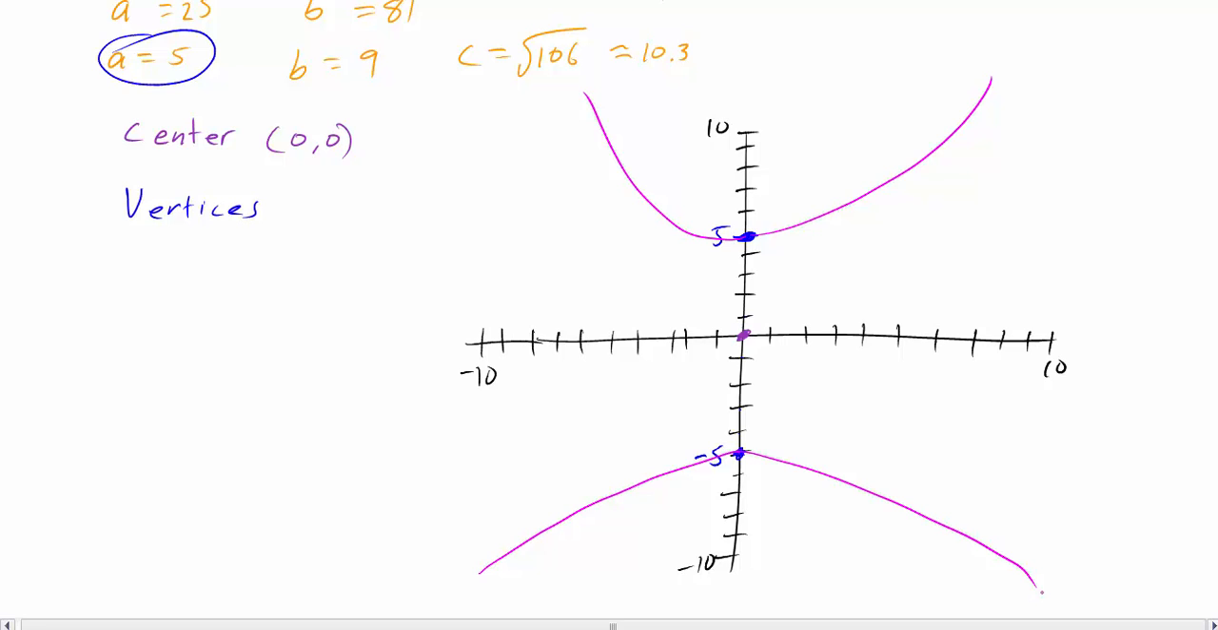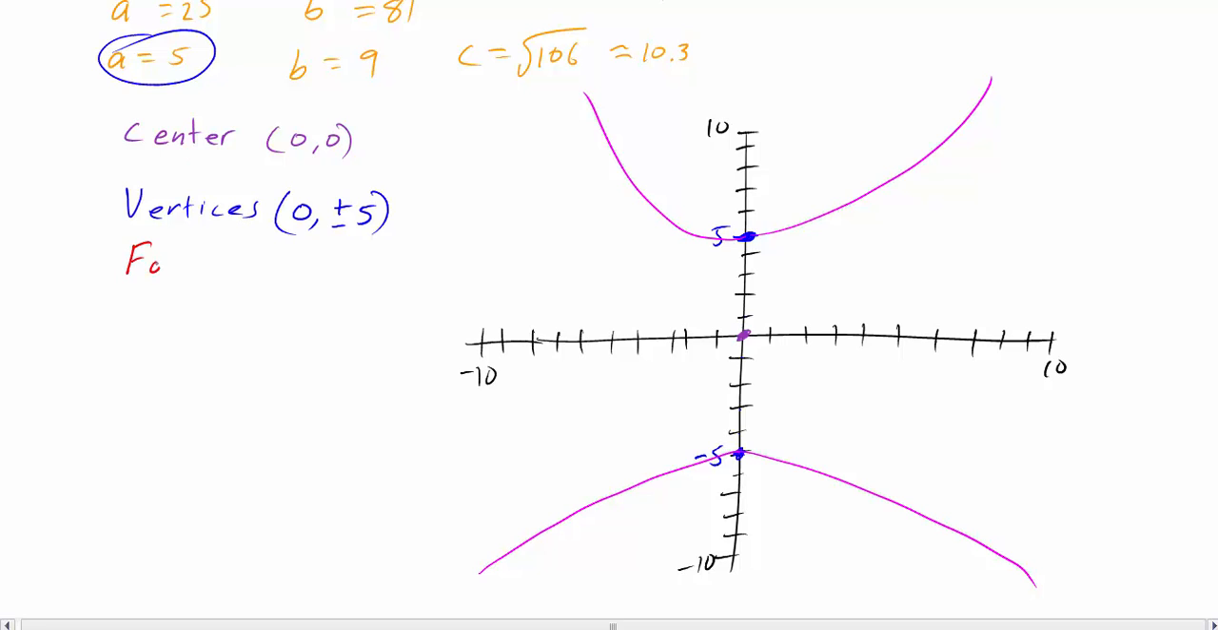And now we can actually find those points. So that means our coordinate now, we're only moving up and down, so the x is going to remain 0. So the y value then would be either a positive 5 or a negative 5. So there's the two vertices.